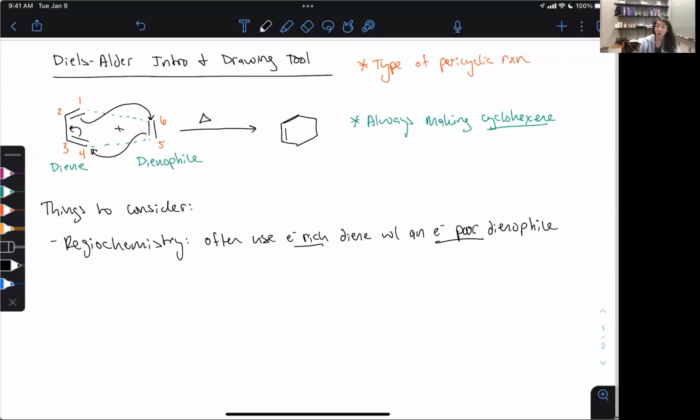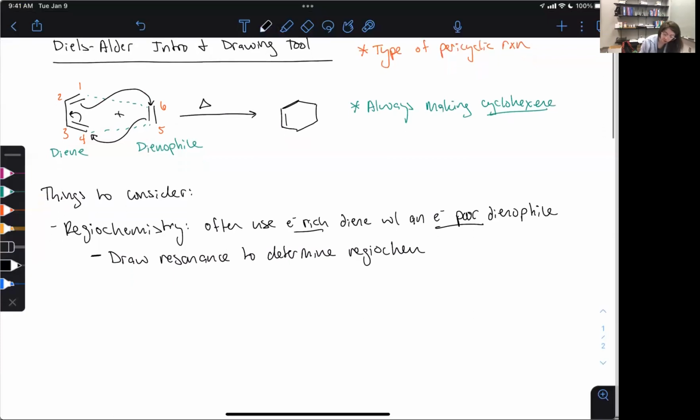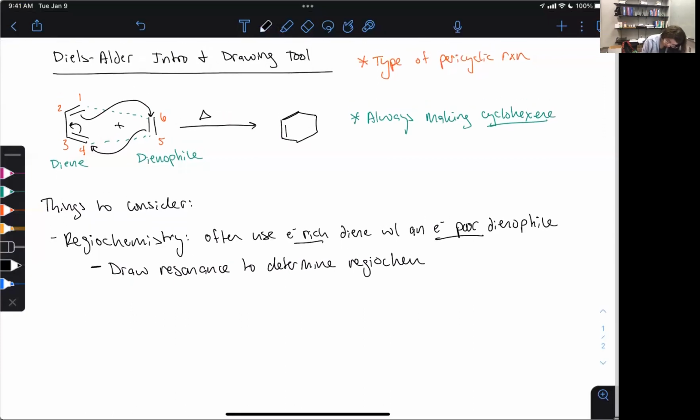Okay, so that's one way to affect the regiochemistry. We are going to find this by resonance, and you'll see what I mean in a second. The last thing that we need to consider is stereochemistry.